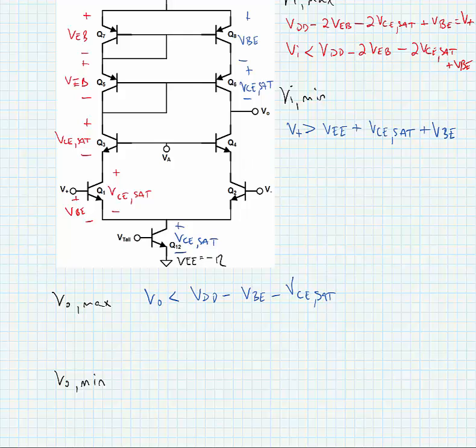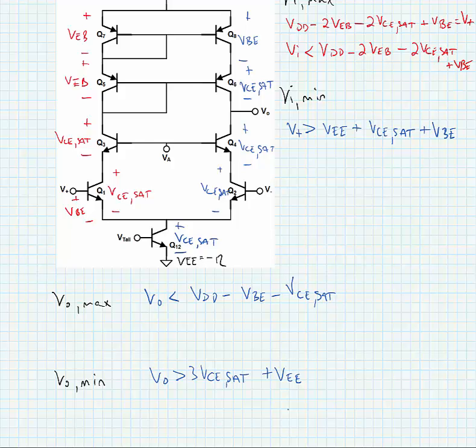For the low side, we know that we need a VCE sat, a VCE sat, and a VCE sat. So V out has to be greater than 3 VCE sat plus VEE in order to keep all the devices on and in the forward active region.